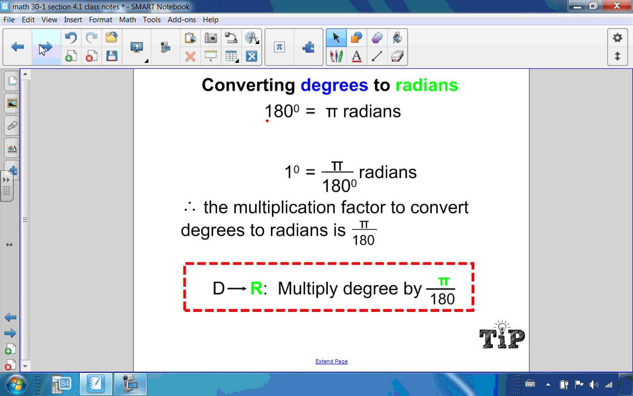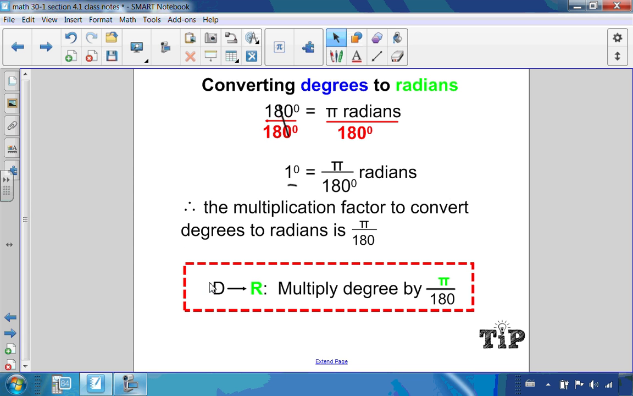Okay, we're going to need in this chapter to convert between degrees and radians back and forward. So I'm going to go to that relationship that I had, that pi radians is the same as 180 degrees, or 180 degrees is the same as pi radians. So if I want to convert degrees to radians, I want to come up with a multiplication factor. If I divide both sides by 180, 180 divided by 180, I'm left with 1 degree is pi over 180 radians. So that's my multiplication factor. My multiplication factor for every degree is pi over 180.